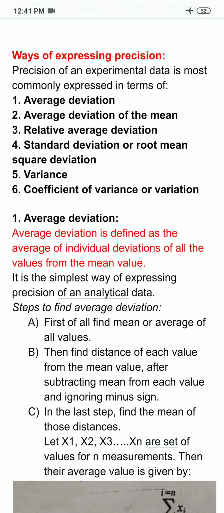First one I have written is average deviation. Second one is average deviation of the mean. Third one is relative average deviation. It is also written as RAD in short form. Next, the fourth one is standard deviation or root mean square deviation. Fifth one is variance, also known as variation, and sixth one is coefficient of variance or coefficient of variation.